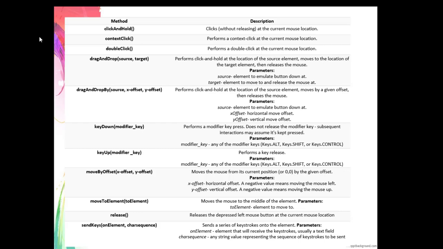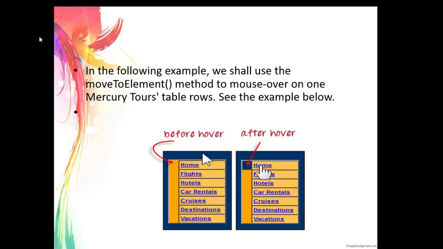And send keys, we know send keys, which we have been using so far to pass any value onto any element on the page. So these are the commonly used mouse events which we actually need to perform on our pages. Now we have to learn how to automate them.